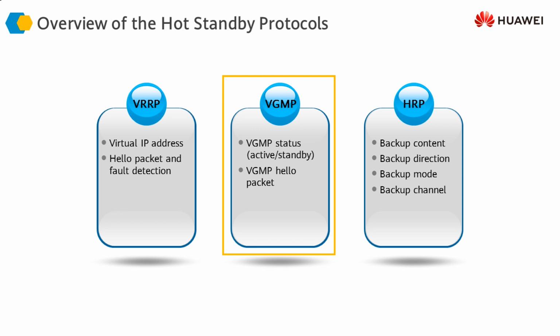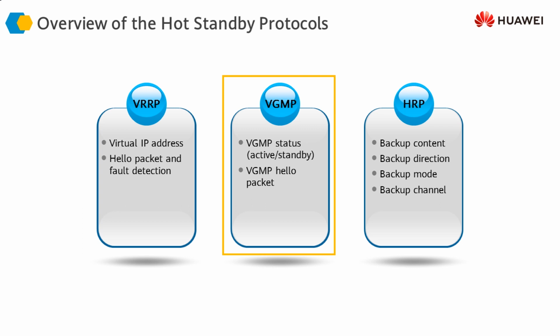If we have multiple VRRP groups and we want their status to be consistent with each other, we can use VGMP. VGMP is a protocol which we call the VRRP Group Management Protocol, which is used to overcome some of the limitations of VRRP. By using VGMP, we can make sure that the status of multiple VRRP groups remains consistent with each other, and the traffic flow can be managed consistently between the active and the standby firewall.